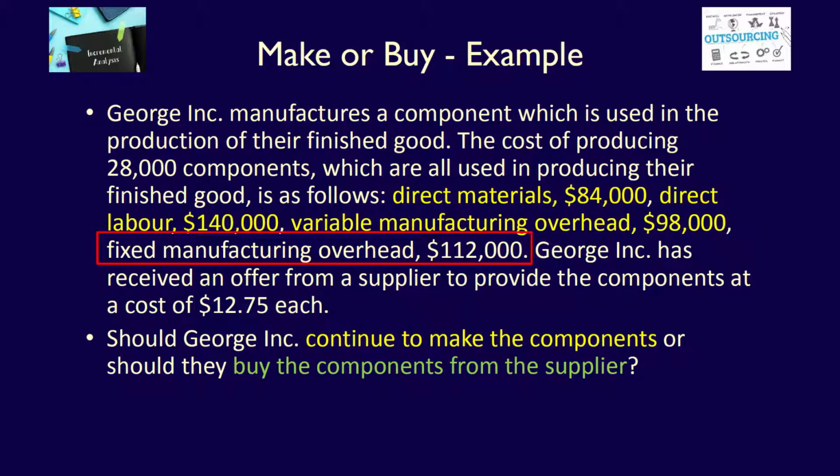The fixed manufacturing overhead costs are $112,000. Are these fixed costs relevant? We know that fixed costs are fixed regardless of the level of activity, which in this case is the number of units, 28,000. Whether we produce these 28,000 units or we buy the 28,000 units from an outside supplier, there is no indication in this question that our fixed costs will change. This means that the fixed costs do not change between alternatives.